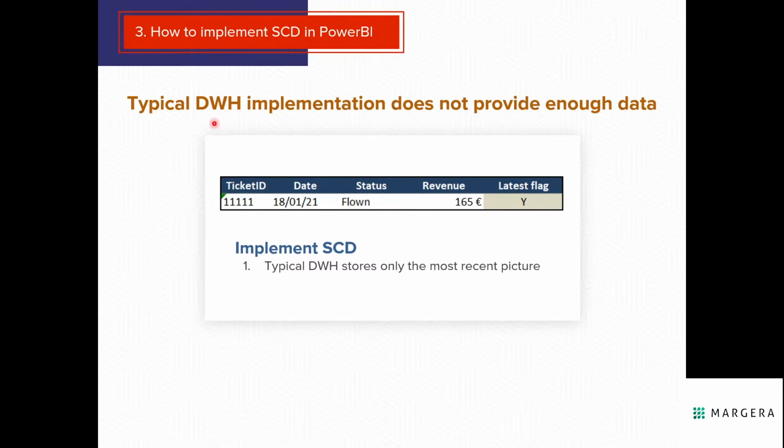First, we will see what data would be available through a typical data warehouse implementation. As a data warehouse stores the latest data, the only information that we would have available for that ticket would be that on the 18th of January, someone flew with that ticket and paid 165 euros. This means that we have lost all the historical information, which would help us to do a more detailed and advanced analysis. This is why we need slowly changing dimensions.